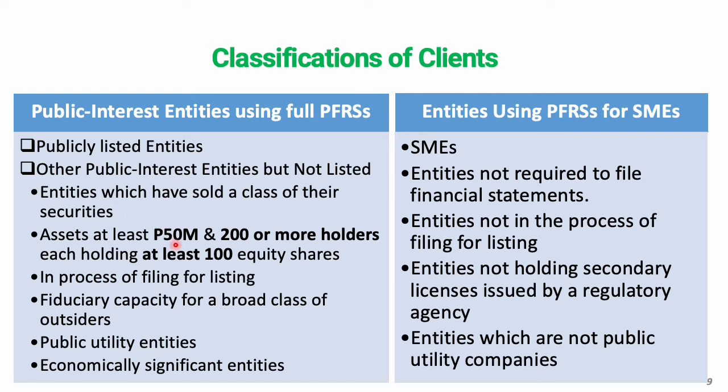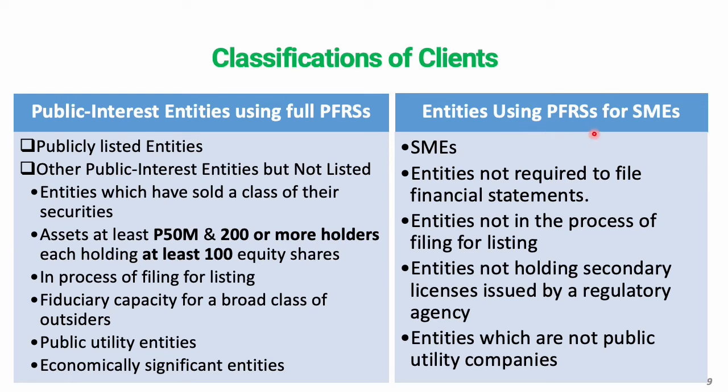So those companies with assets of at least 50 million and, take note, 200 or more shareholders holding at least 100 equity shares, or in process of filing for listing their securities. So they hold fiduciary capacity for a broad class of outsiders, like for example, banks and insurance companies and other quasi-banking companies, or companies holding quasi-banking function. So public utility entities and economically significant entities. So they are considered public interest entities using full PFRS, and they can only be audited by category A practitioners.